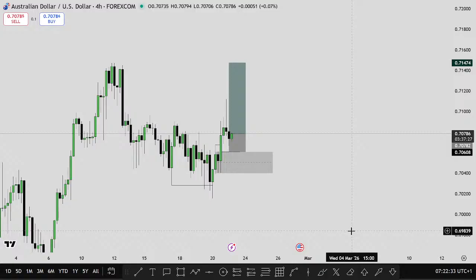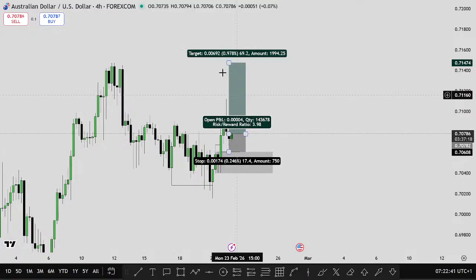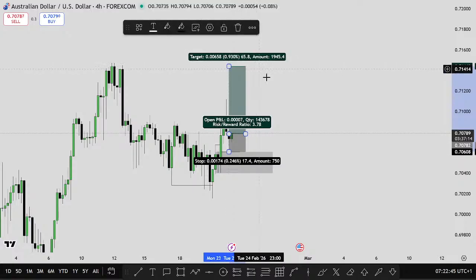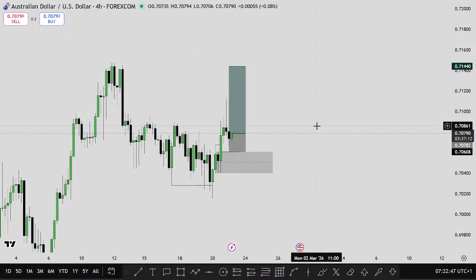The stop loss is at 0.70608, and the take profit is the 4 hour high. This is not correct though. This candle closed on the 4 hour high here, which is at 0.7144.